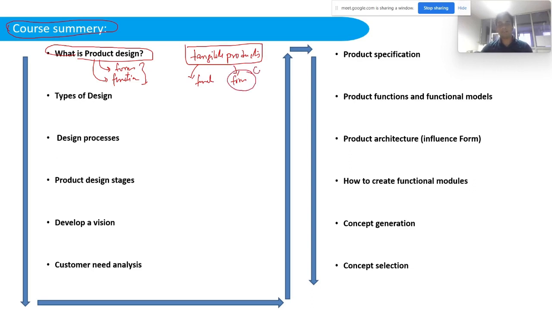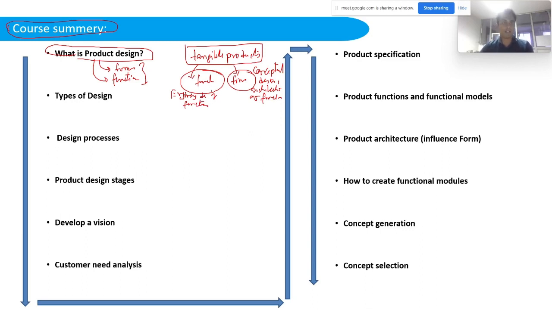Form is not actually just the outer skeleton or outer structure, it's also the conceptual design, the architecture of various functional modules. And a function is basically the engineering design of the functions, how the product will function.